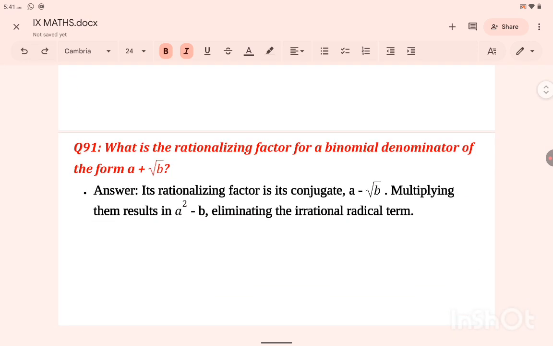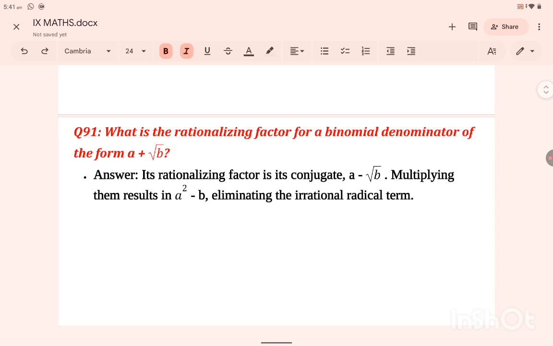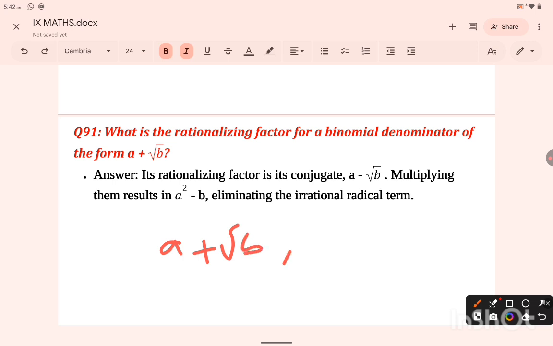Now question number 91. What is the rationalizing factor for a binomial denominator of the form a plus root b? Simply, the rationalizing factor of a plus root b is equal to a minus root b, because the product of a plus root b and a minus root b gives a square minus b. A square minus b is a rational number.